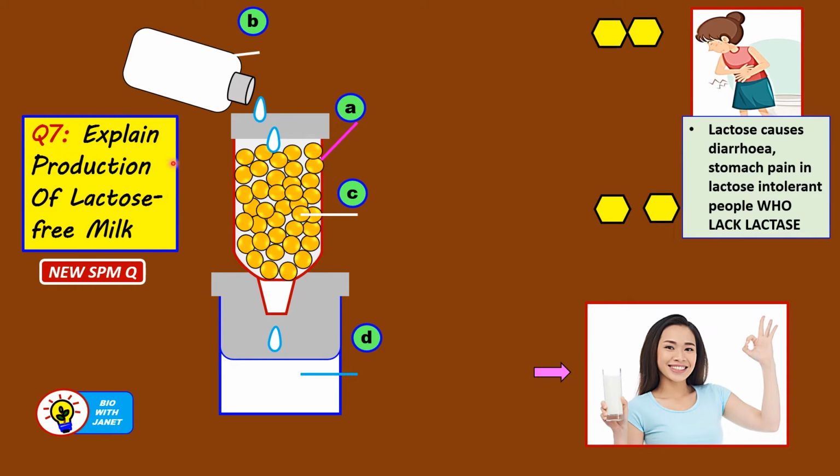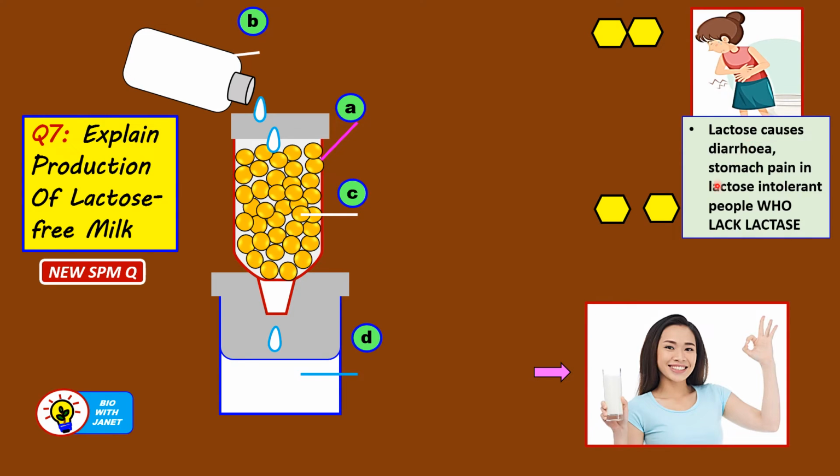Here's the new SPM question. Explain the production of lactose-free milk using the immobilized enzyme technology, right? So first of all, we must understand the meaning of lactose-intolerant people. Lactose-intolerant people are those people that lack the enzyme lactase. They may produce lactase, but just a little bit. So when they drink the milk, which has lactose in it, all right, naturally milk has lactose. It's a milk sugar. It will cause diarrhea and stomach pain because lactose-intolerant people cannot digest the lactose, right?